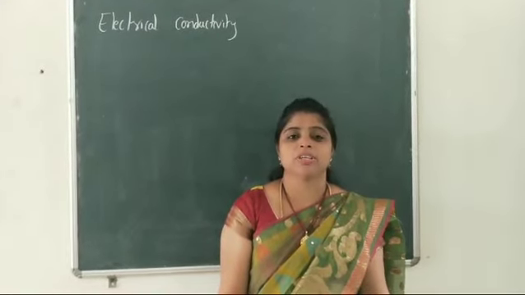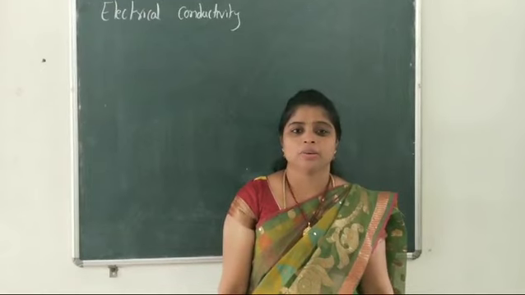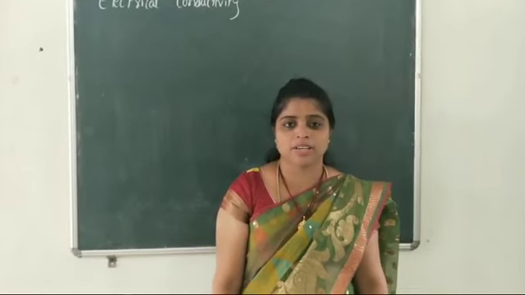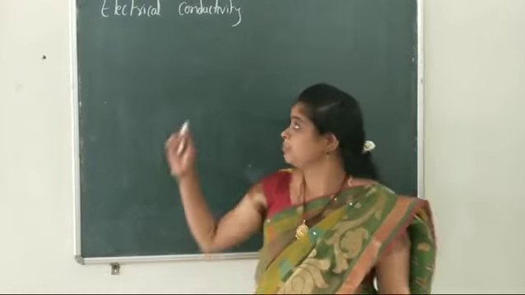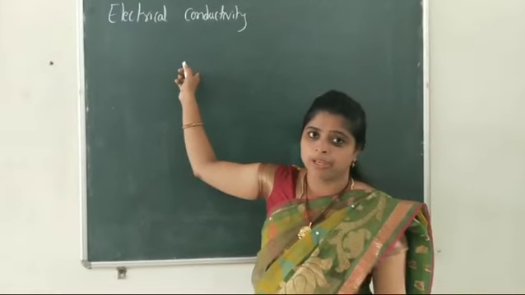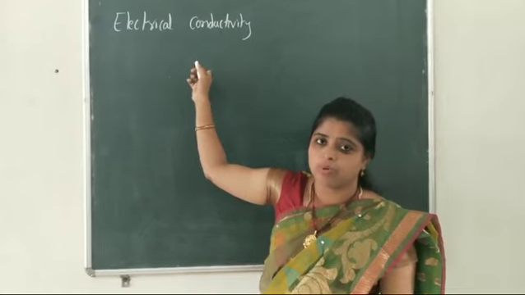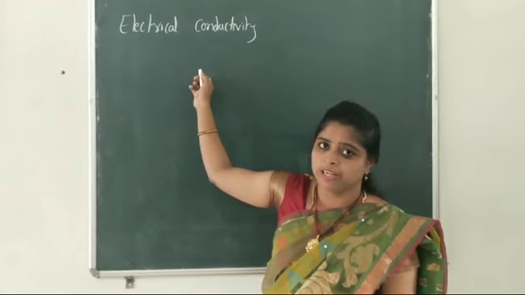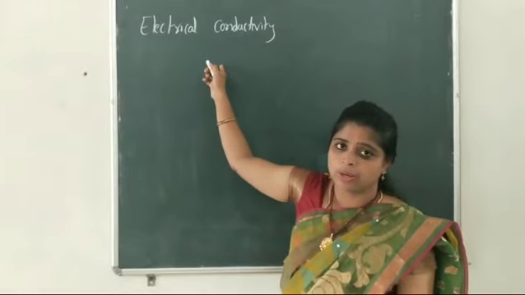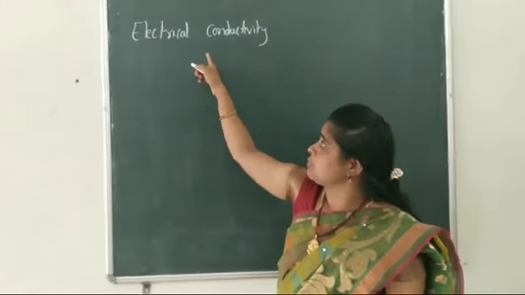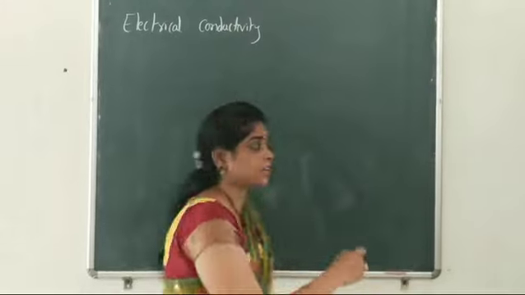Yesterday in the previous video I explained what intrinsic semiconductors and extrinsic semiconductors are. Today I am going to tell about electrical conductivity. Conductivity means the flow of electrons in the material, so that is called electrical conductivity. Today I am going to explain the formula for electrical conductivity.